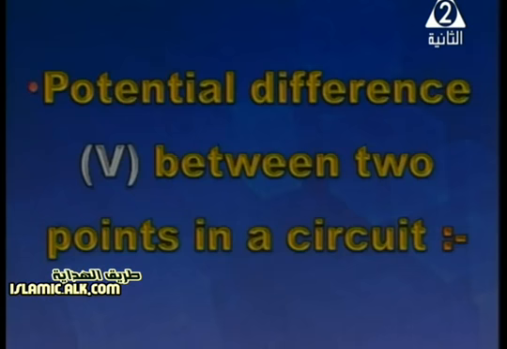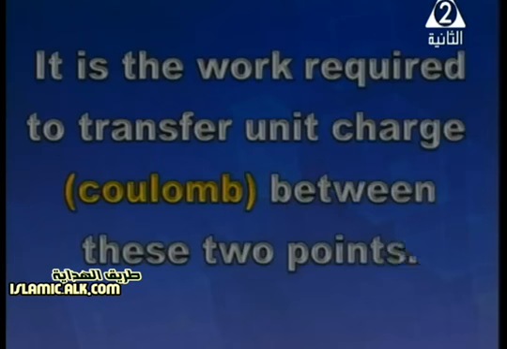And now we want to define something very important. It is potential difference between 2 points in a circuit. Potential difference, or voltage, or potential drop, is denoted by capital V. To define it, we want a mathematical expression. So potential difference is equal to W over Q.